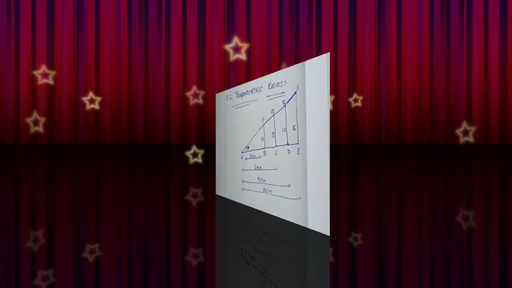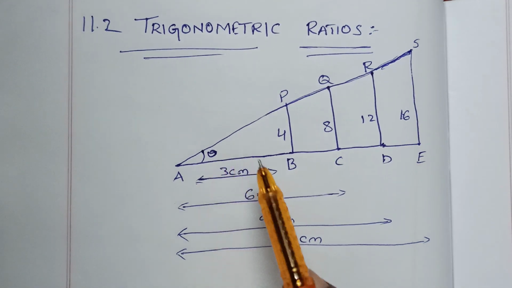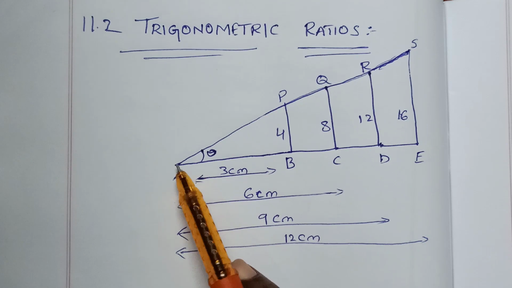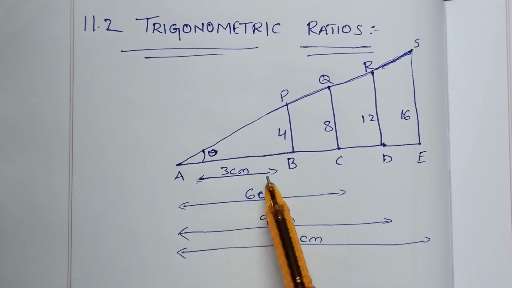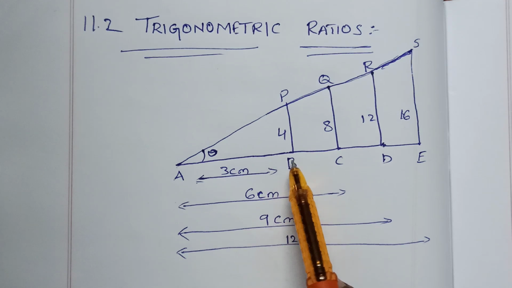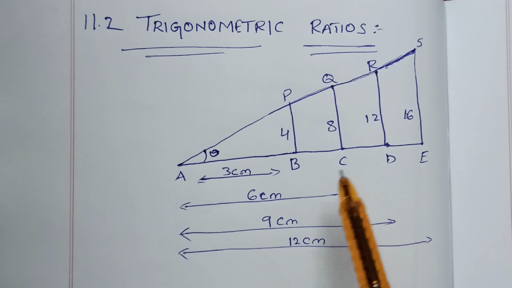Let's get into the topic. First, I discuss the example problems in the beginning of the chapter. Draw a horizontal line on a paper. This is the initial point A and the other points are B, C, D and E.